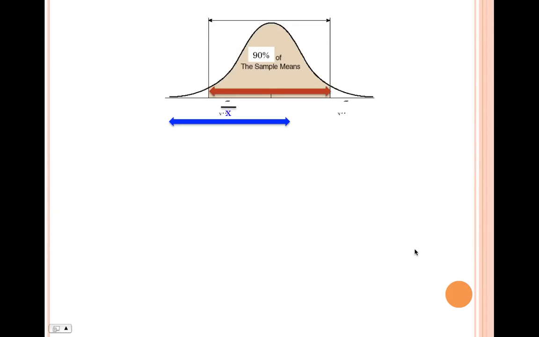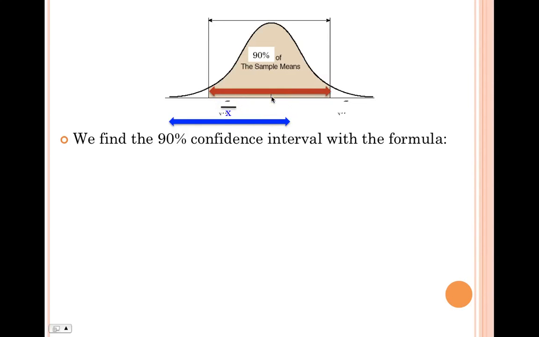So let's suppose for the time being that our X bar happens to be here relative to the center of the distribution right there. We find the 90% confidence interval with the following formula. X bar, that's the sample mean, minus 1.65 times sigma divided by the square root of n. That's the lower end of the confidence interval. To, X bar plus 1.65 times sigma divided by the square root of n.